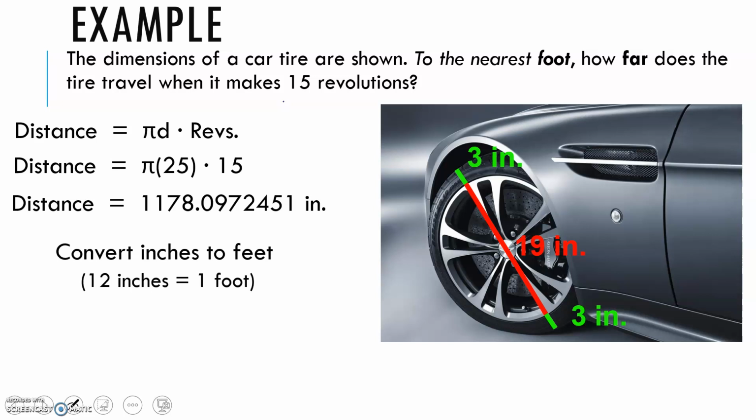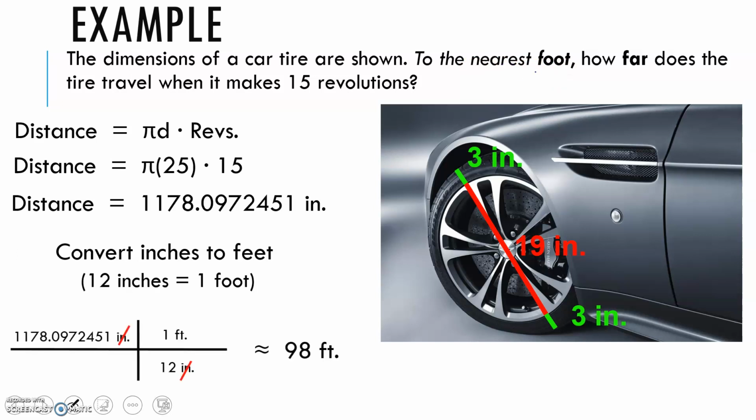But if you look closely, the problem does state we want to find the distance to the nearest foot. Okay, so that means we're going to have to convert our inches to feet. So to do that, I'm going to use something that I borrowed from your chemistry class. For those of you that have already taken it, you might be familiar with this. It's called a T-chart. And I'm going to take our distance of 1,178.0972451 inches, and I'm going to put the conversion on the other side here. And the conversion says it's 12 inches in 1 foot. All right, we want those inches to cancel out, which they do.